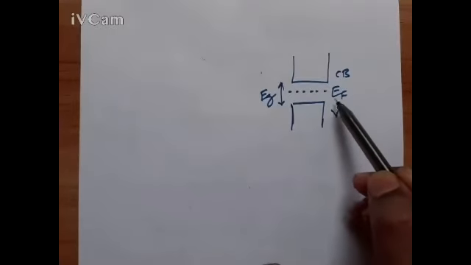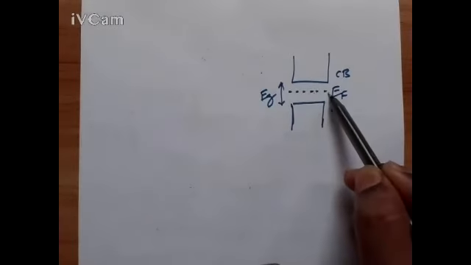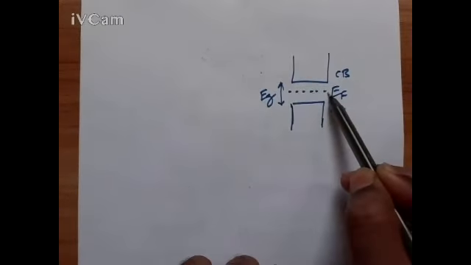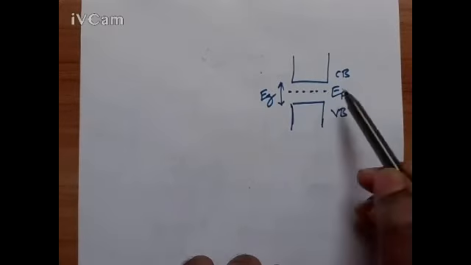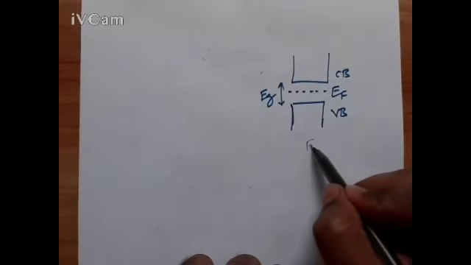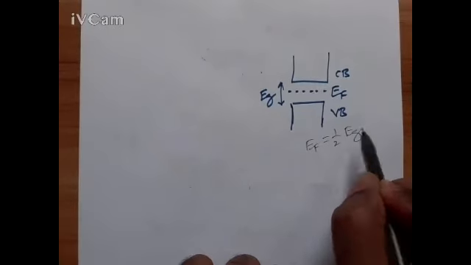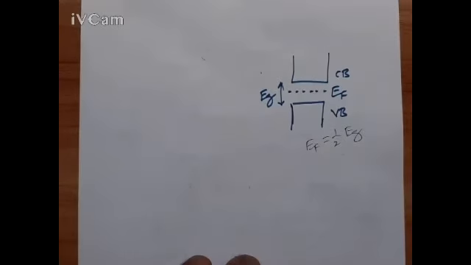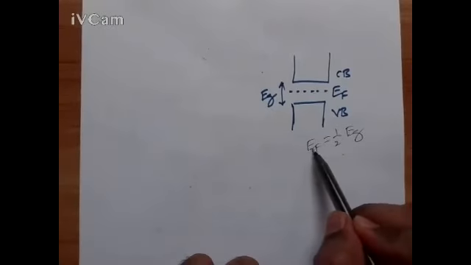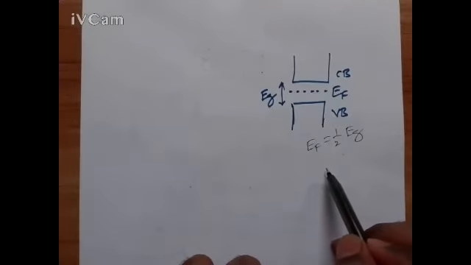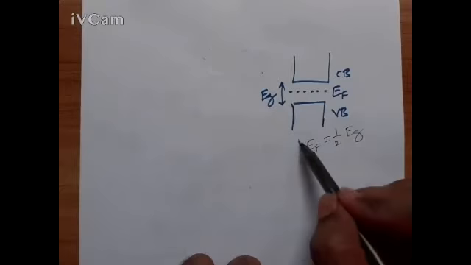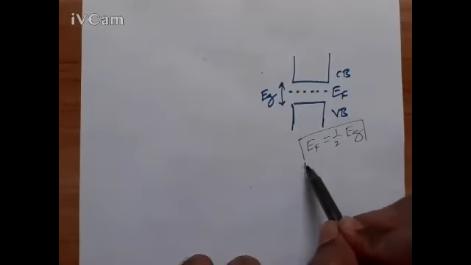This will be happening often. So the Fermi energy will be exactly at the half, at the middle. To write it in equation form, E_F is equal to half of Eg. That is, Fermi energy is equal to half of Eg, which we have. Fine. So today we are going to derive this.